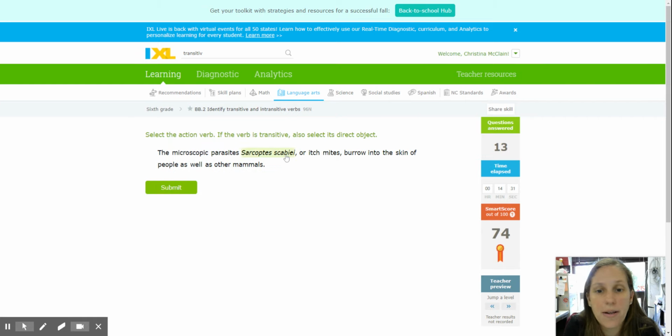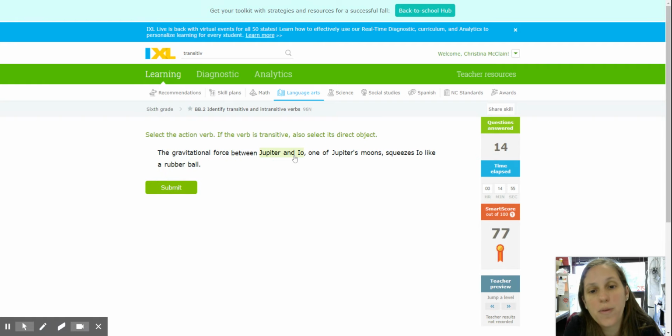The microscopic parasites Sarcoptes scabiei, or itch mites, burrow into the skin of people as well as other animals. Okay, so what do the parasites burrow? No, I can't do that. So into, again, is a preposition. So that means that it is intransitive, so I don't have to click anything else.